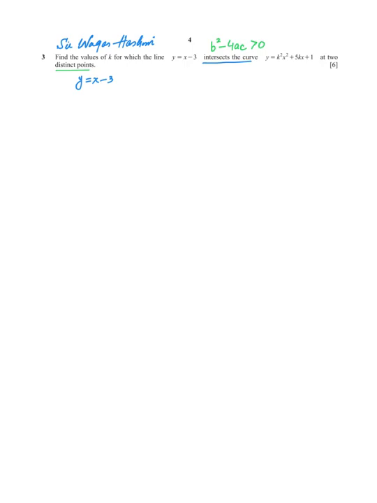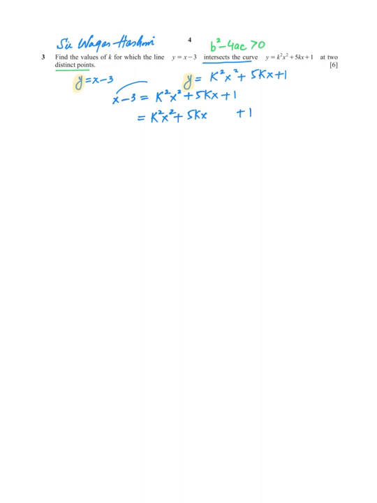So we have a line y equals x minus 3, and we have an equation of a curve, y equals k square x square plus 5kx plus 1, right? Firstly we need to solve it by substitution, so I will place the value of y here. My equation will be x minus 3 equals k square x square plus 5kx plus 1. Now I will arrange my equation.